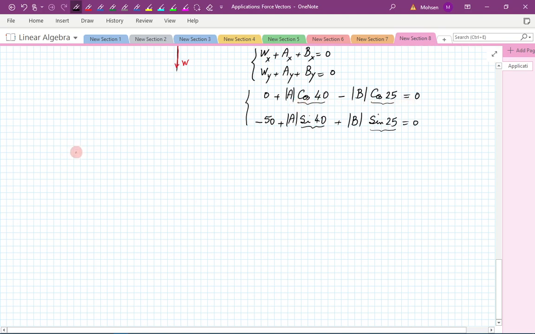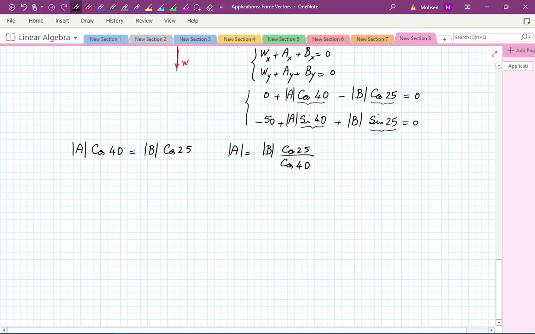We write the first equation: A cosine of 40 is equal to B cosine of 25. So we are choosing to use substitution. I find one of these quantities from one of the equations and substitute it into the other equation. This is one of the standard ways of solving these things. The other one is elimination. You could do that one just as well. So here I get A is B times cosine of 25 over cosine of 40.